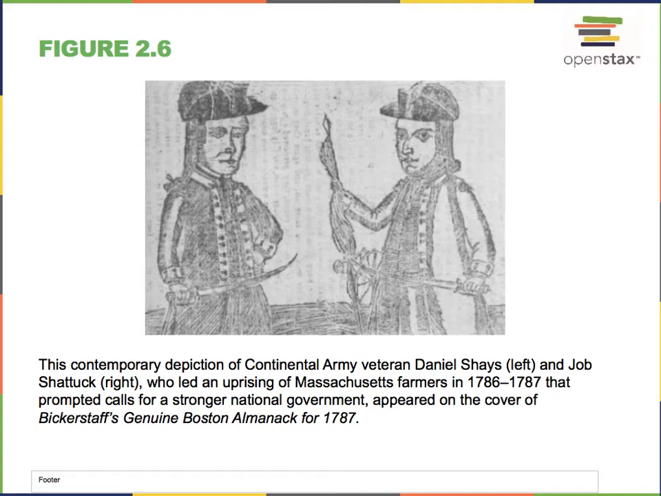This contemporary depiction of a Continental Army veteran, Daniel Shays on the left and Job Shattuck on the right, they led an uprising of Massachusetts farmers from 1786 to 1787. So we had people who were simple farmers, and they went to war. They were a part of the revolution. They stepped up.